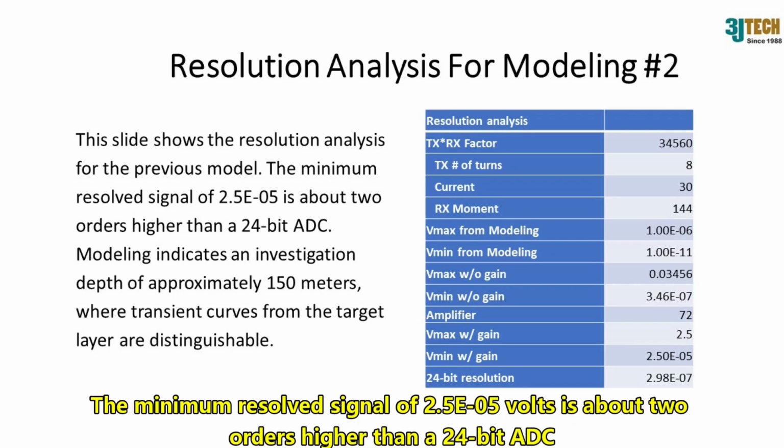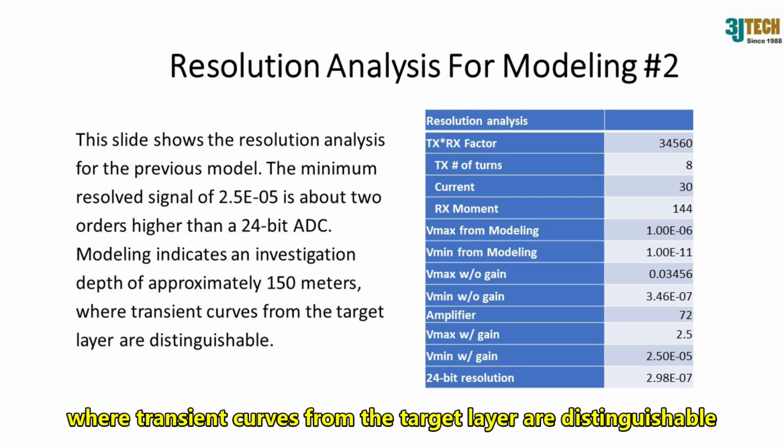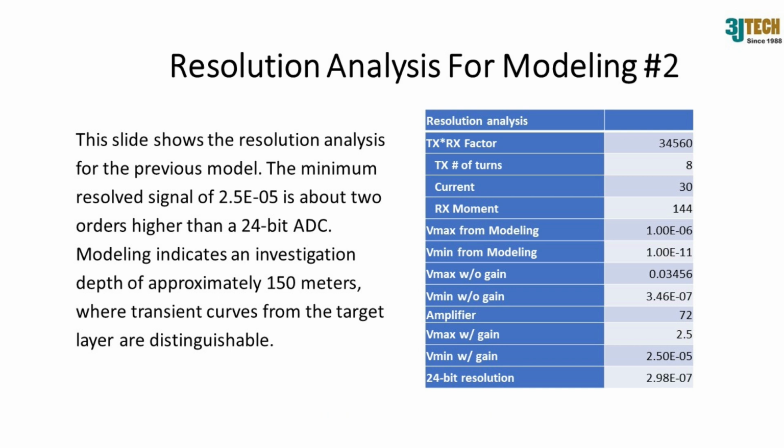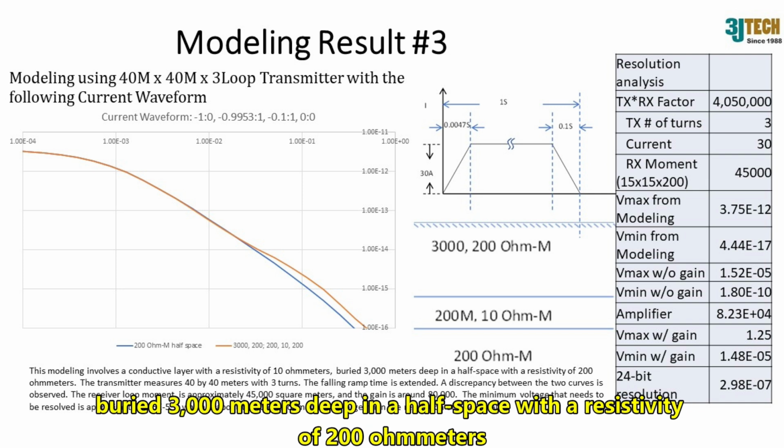The minimum resolved signal of 2.5 times 10 to the power of -5 volts is about 2 orders higher than a 24-bit ADC. Modeling indicates an investigation depth of approximately 150 meters, where transient curves from the target layer are distinguishable. This modeling involves a conductive layer with a resistivity of 10 ohm meters, buried 3000 meters deep in a half space with a resistivity of 200 ohm meters.